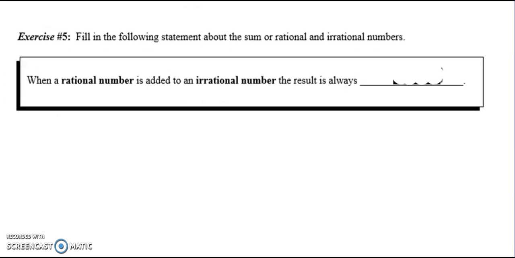All right, so here's what I was looking for. Basically, fill out the following statement about the sum of rational and irrational numbers. When a rational number is added to an irrational number, the result is always irrational.